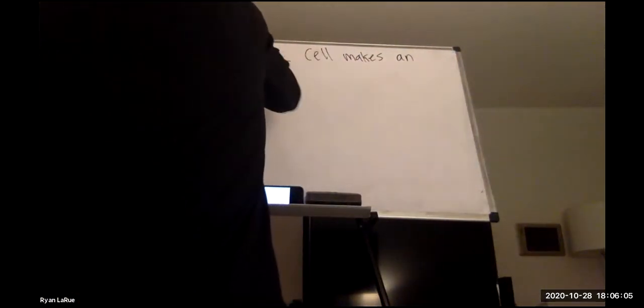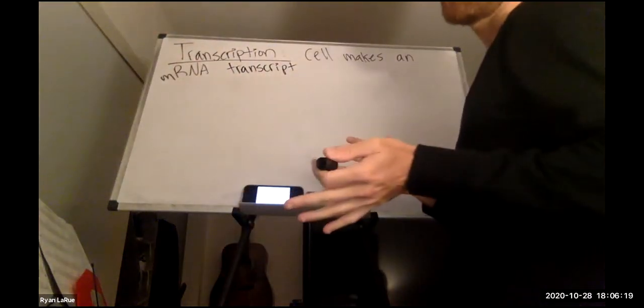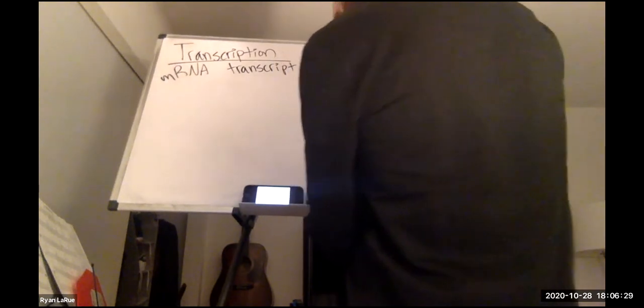What are we doing here? This is where the cell makes an RNA, specifically an mRNA, messenger RNA, mRNA transcript, which is just the RNA molecule. It's being assembled of a specific gene, which we know is in the DNA, right?